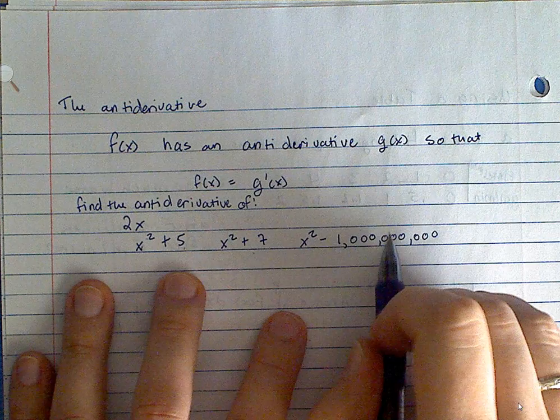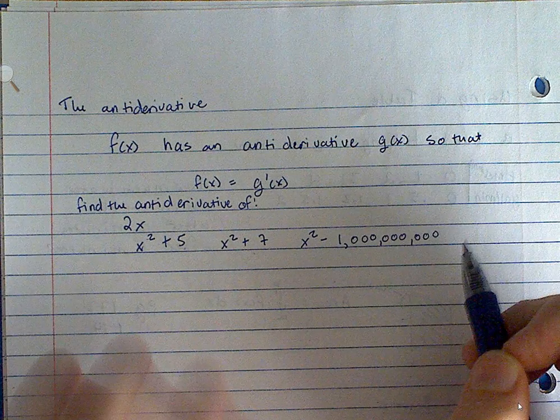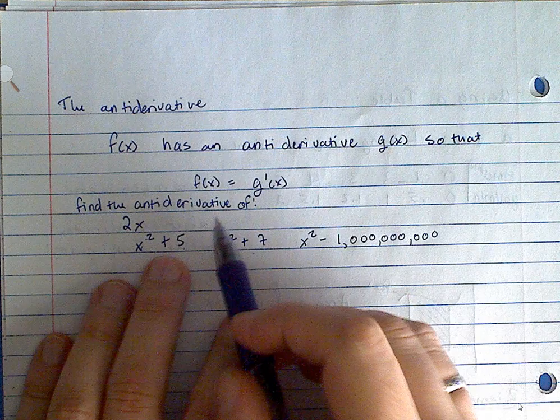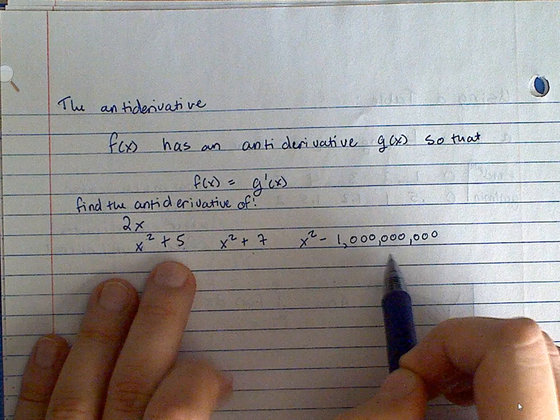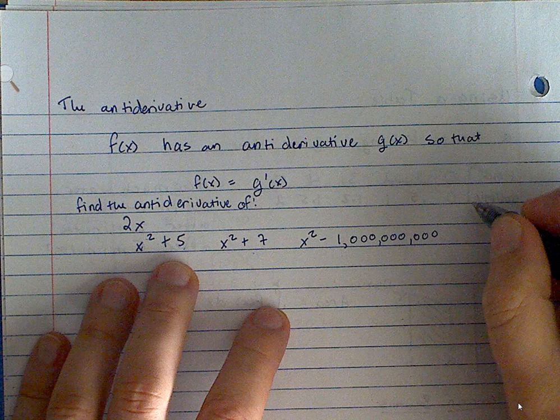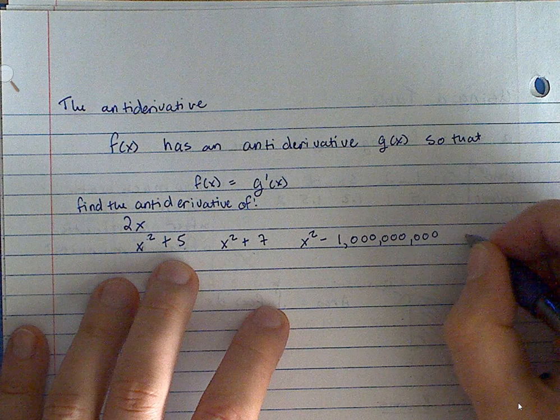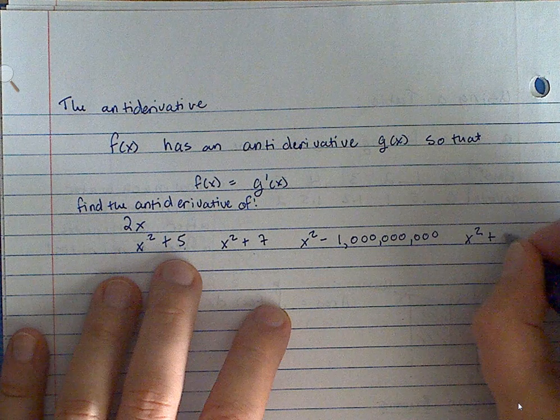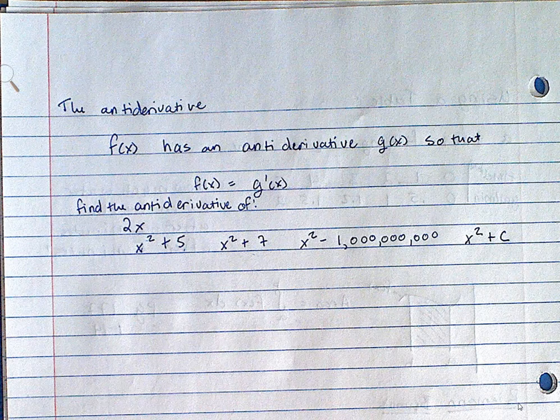So now, in math, in order to accommodate the fact that there could be this constant that's being thrown onto the back here, what we say when we do the antiderivative is we're just going to do x squared plus c, where c is just some constant.